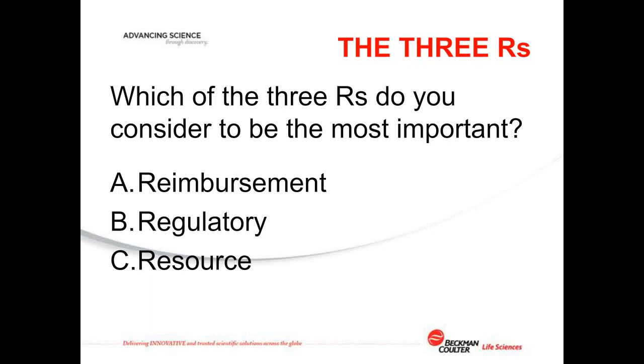So we're going to get right off with the audience participation portion of this session. The question is, which of the 3 R's do you consider to be the most important? Just click one of these: reimbursement, how much are you concerned about how much money you're getting, or think you will get in the future; regulatory, are there regulatory issues that you think may be of concern to the lab; and resource. So pick one of those.